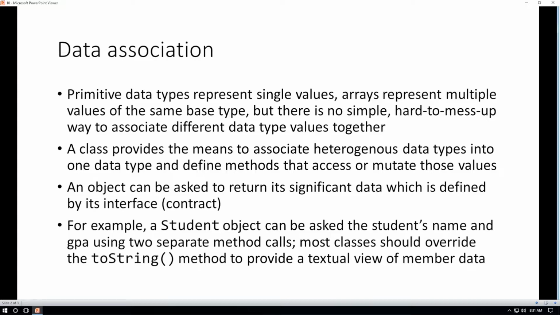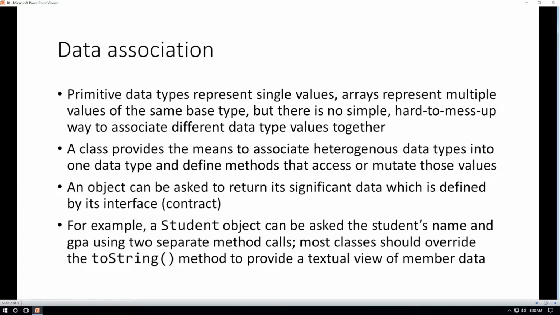Primitive data types represent single values, as we've seen. Arrays represent multiple values of a single data type, but there is no simple way, to this point, to associate different data types together in a way that's hard to make a mistake. We could have parallel arrays, and then all the data would be indexed by common numbers to associate that data. But it's easy to get the indexes off a bit and grab one piece of data from this index, a different piece from a different index, and get mismatches.